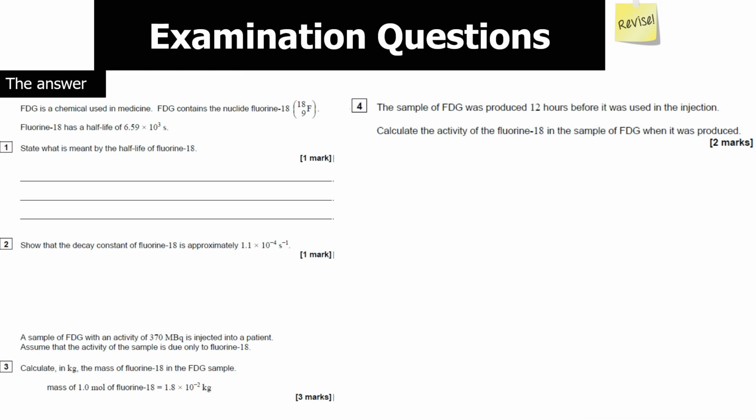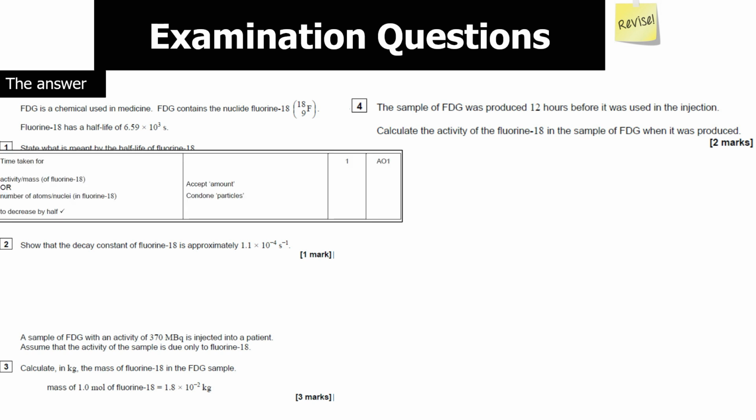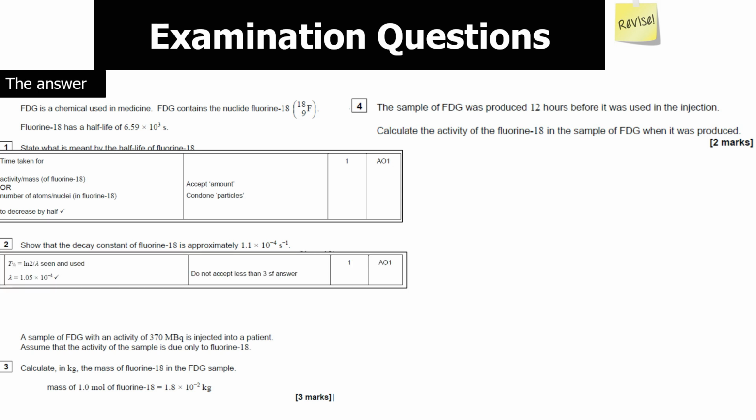Right, in this first question, you've got to know the definition of half-life. The half-life is the time taken for the activity, or the mass, or the number of radioactive nuclei in the sample to halve, or decrease by 50%. Now again, this next question is 1 mark, so you know it's going to be a very simple equation. The half-life is ln 2 over the decay constant, so the decay constant is ln 2 over the half-life. You can pop it through and you work out your answer to be 1.05 times 10 to the minus 4. Now the next question is a bit more challenging.